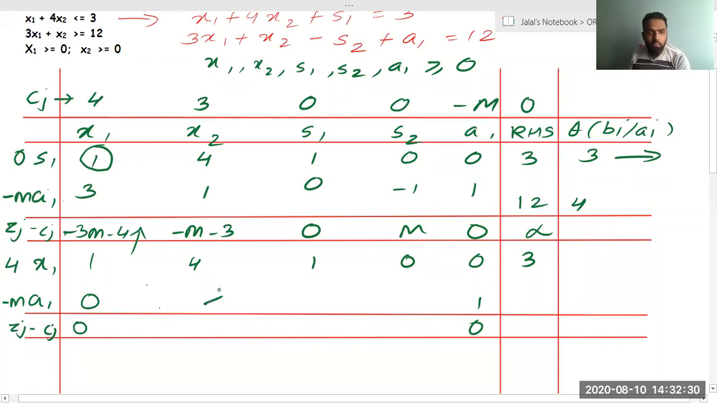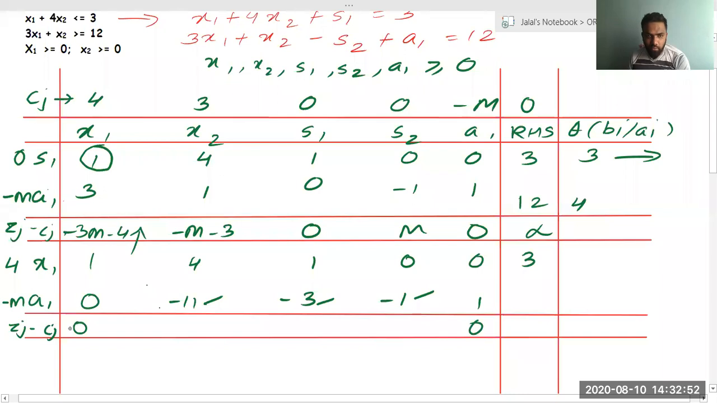Now to find this value, it will be like 1 minus 12, right? So minus 11 divided by 1. So this will be minus 11. Now we will try to find this value. 1 into 0 is 0, minus 3 divided by 1 will be minus 3. Now we need to find this value. This will be minus 1, minus 0. So minus 1 divided by 1 will be minus 1, right?